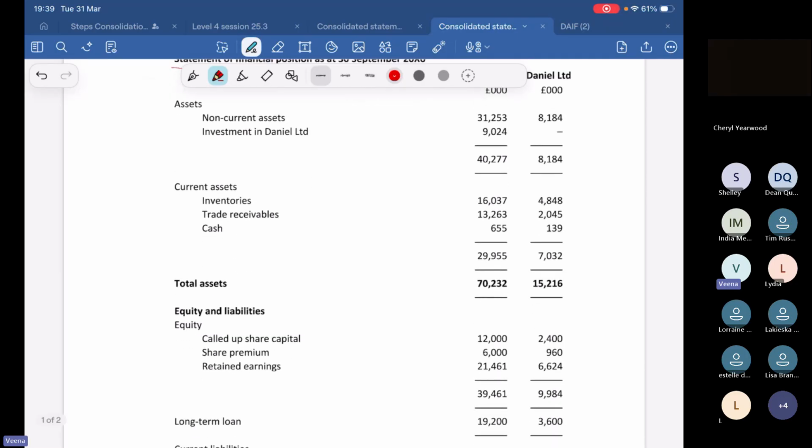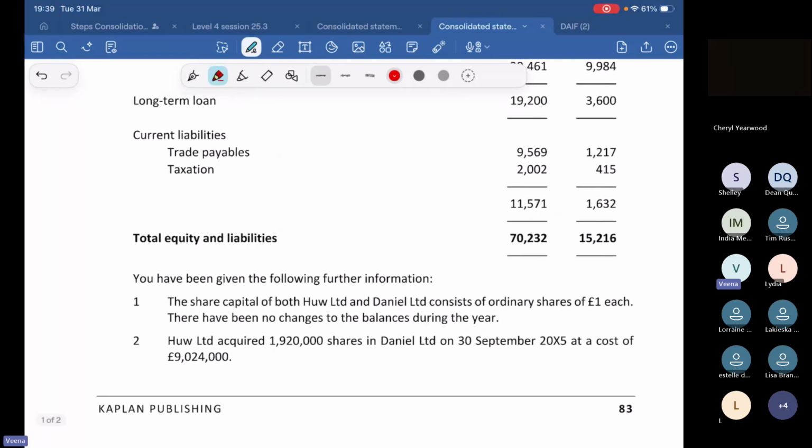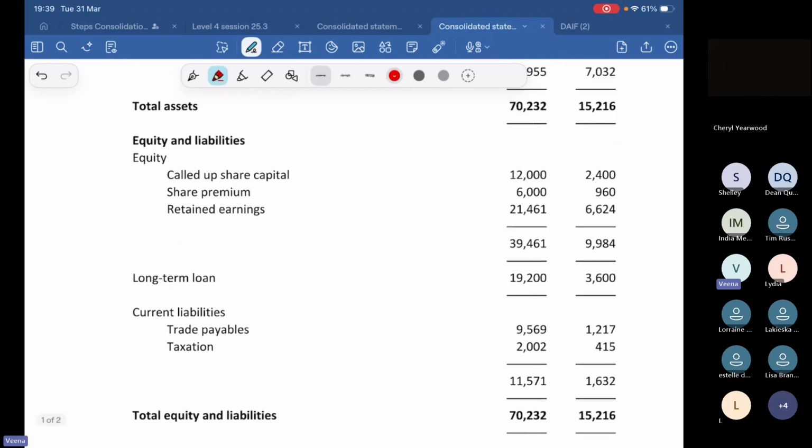What is it that they want us to do? The share capital of both Hugh and Daniel Limited consists of ordinary shares of £1 each. There have been no changes to the balances during the year. Hugh Limited acquired 1,920,000 shares in Daniel Limited on 30th September 20X5 at a cost of 9,024,000. Sometimes you get lost in the numbers. Okay.